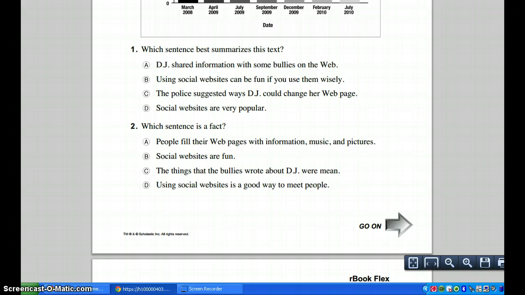Number 2, which sentence is a fact? A, people fill their web pages with information, music, and pictures. B, social websites are fun. C, the things that the bullies wrote about DJ were mean. D, using social websites is a good way to meet people. Which sentence is a fact?